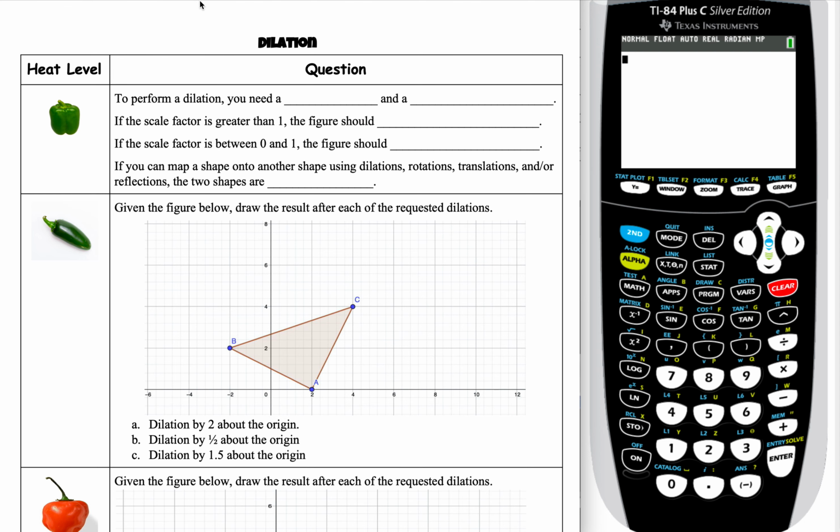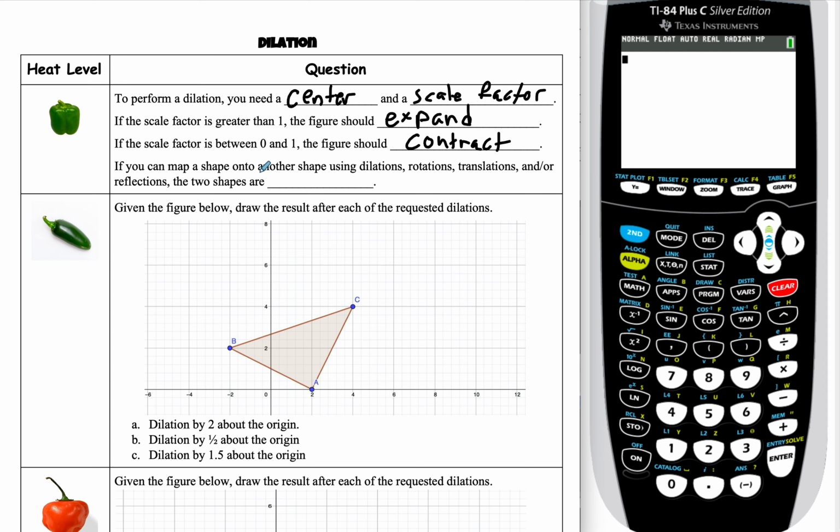So here we go. To perform a dilation, you need two things. You need a center, a point around which to dilate, and you need a scale factor. Okay? The center of the dilation is the point where the points you're transforming are either exploding out from or being sucked into, right? If the scale factor is more than 1, everything's being shot out, and if it's between 0 and 1, it's being pulled in. So if the scale factor is greater than 1, the figure should expand, and if it's between 0 and 1, it should contract. It should pull in, okay?